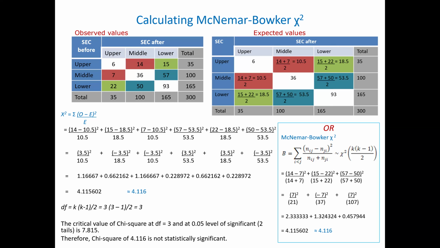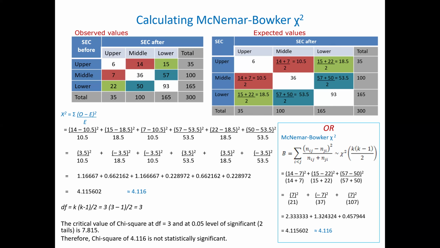Now, you will see that the critical value for chi-square at 3 degrees of freedom, 0.05 level of significance, is 7.815. Therefore, the chi-square of 4.116 is not statistically significant. Can you see? If you look at it, the critical value for that degree of freedom is 7.8, and what we got is 4 point something. So it's not significant. There's no difference in their socioeconomic status. So COVID-19 has not changed their socioeconomic status.